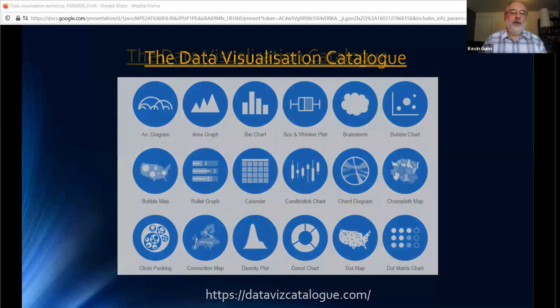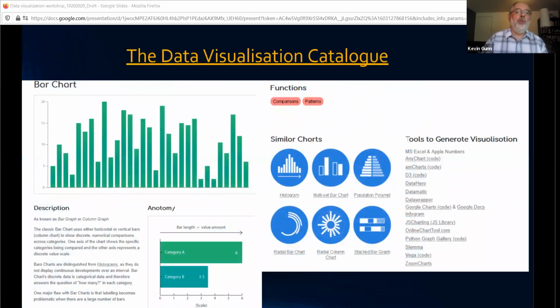What I've got here is a typical example of a page. What can I say? I lack imagination. I picked a bar chart, and what it does is wonderful. It shows you what a bar chart looks like and gives you the description of it. It breaks down the different parts of it if you're not too sure what it is. It'll also tell you the different functions, so comparison, for example, if that's what you want to do, patterns, that sort of thing. You can click on these buttons and they'll take you to other types of data visualization techniques that you can use. So very, very helpful.